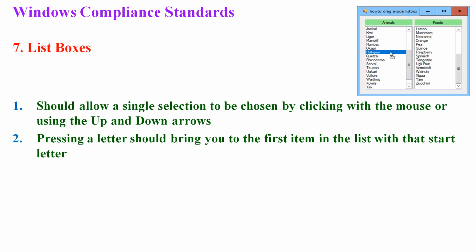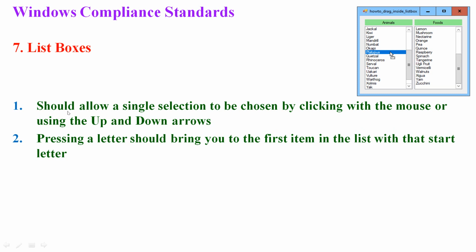Next, list boxes. This is an example of a list box, right? Now, while validating or testing list boxes, software test engineers are supposed to concentrate on these 2 points, these two criteria.